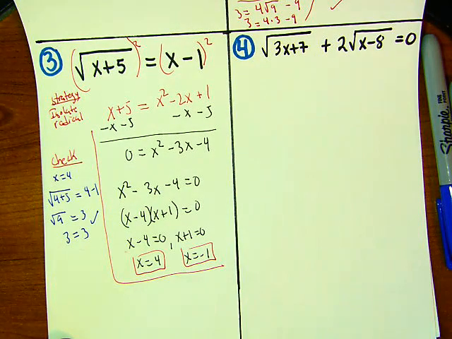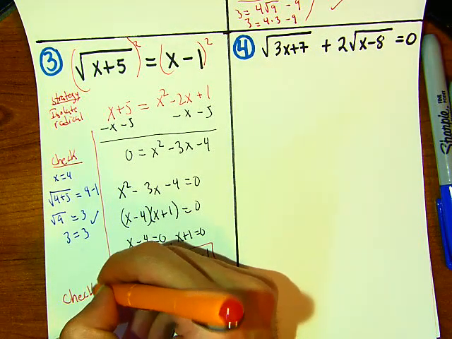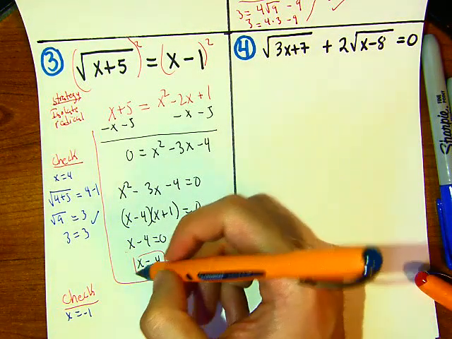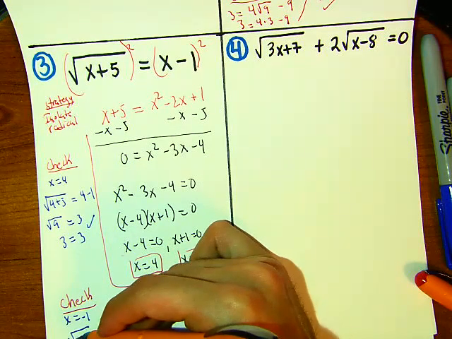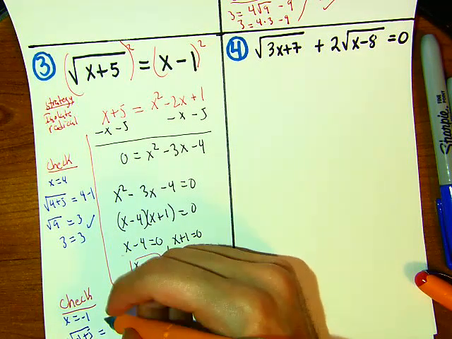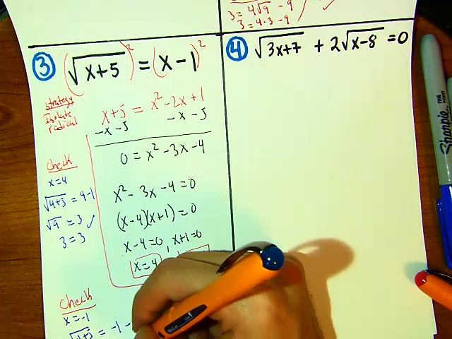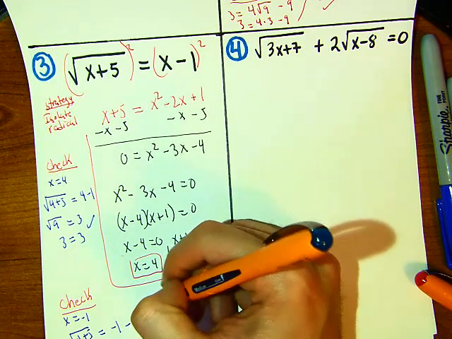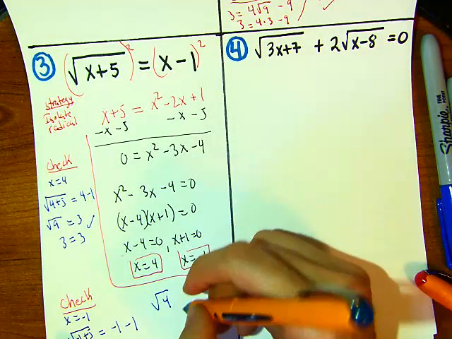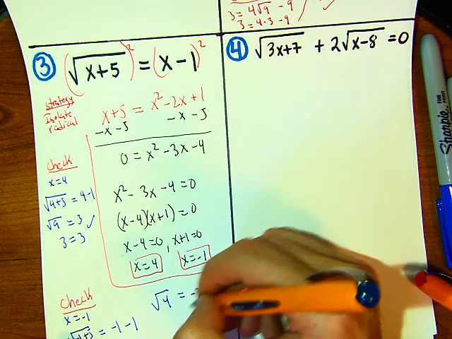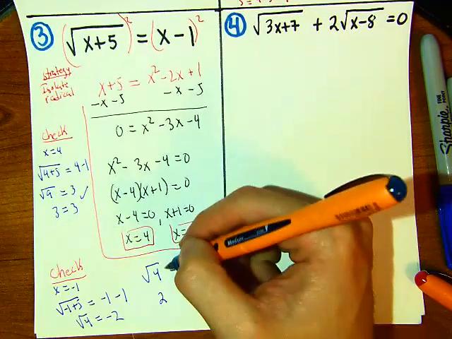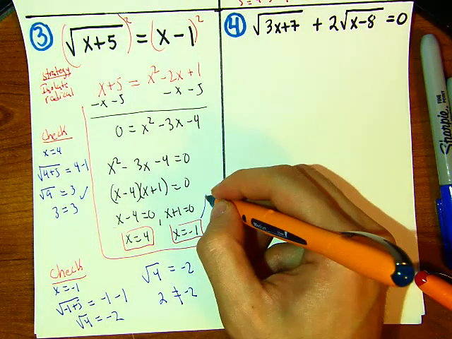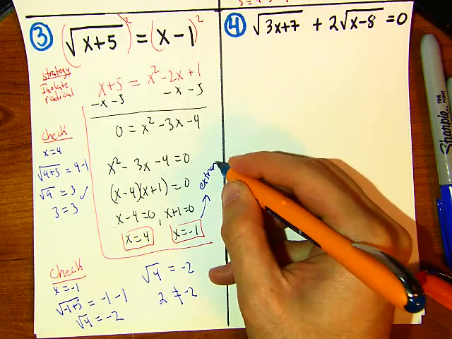What about the next one? Let's check this one. x is equal to minus 1. Now here, what happens? You have square root of minus 1 plus 5 is equal to minus 1 minus 1. But this is square root of 4 is equal to minus 2. Square root of 4 is equal to 2. Square root of 4 does not equal minus 2. So 2 is not equal to minus 2. And this is an extraneous solution.